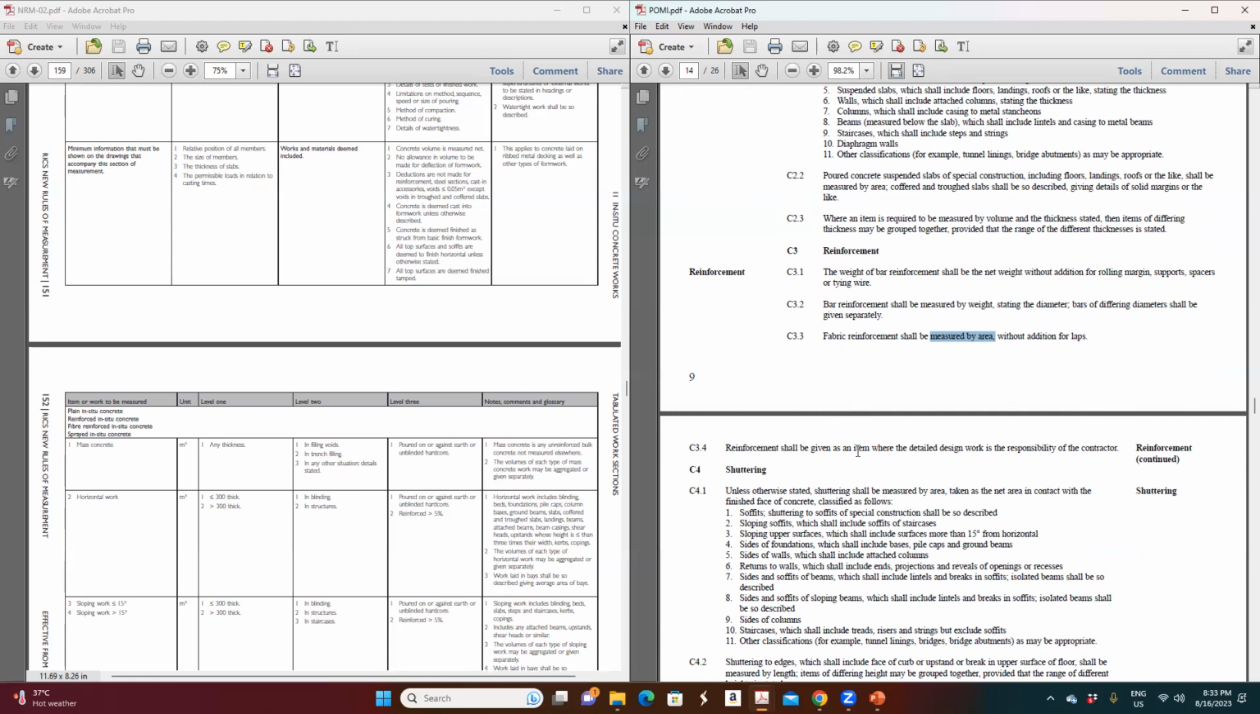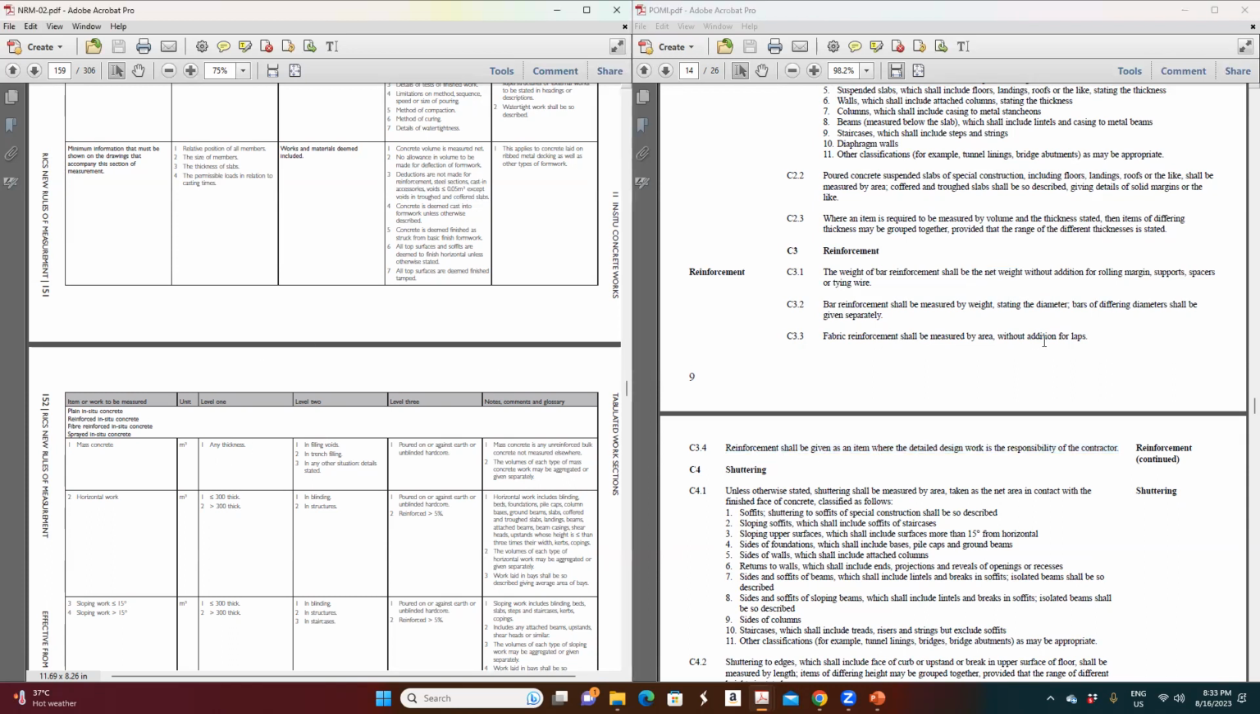Reinforcement shall be given as an item where the detailed design work is the responsibility of the contractors. So they clearly mention that if the contractor is doing the reinforcement design, the engineer doesn't do the design. So when the contractor is doing a design for the reinforcement, a consultant QS cannot measure it. He doesn't know how much the weight of the bar is. So he will put it as an item. So that is what is mentioned.